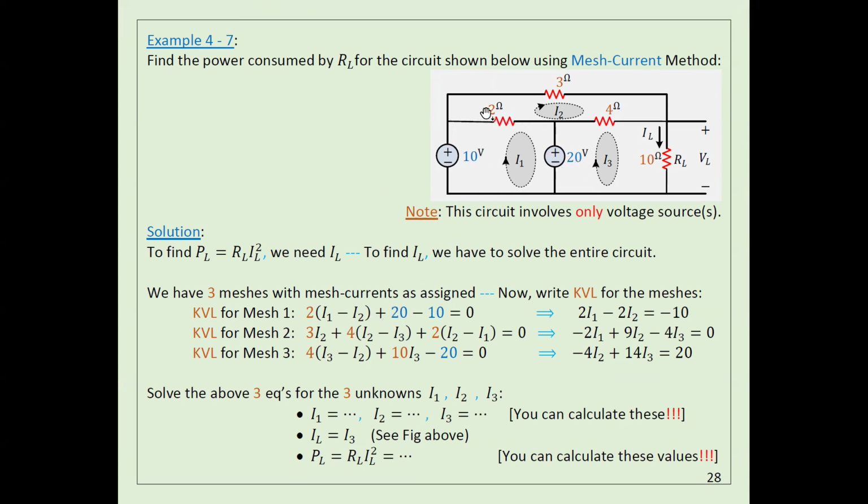So what is the voltage drop here? Let's see, what is the current here? The current here is actually I1 this way minus I2 this way, because this resistor is shared between loop one and loop two. So that's why the current is I1 minus I2. Okay, so I finished the first equation.